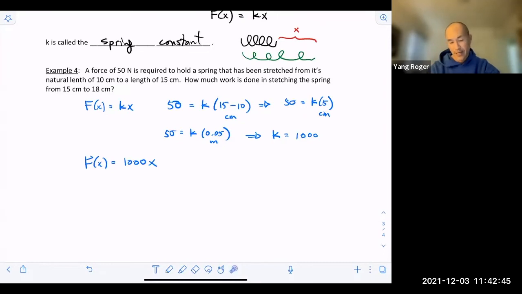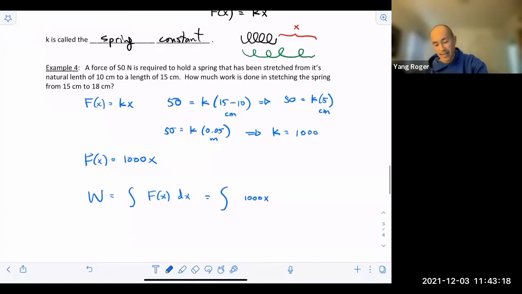Great. So they say, how much work is done in stretching the spring from 15 centimeters to 18 centimeters? So I know that I want to set up my work equation. My work is going to be equal to the integral of f of x dx. I'm going to write in certain parts here. My f of x is going to be 1,000x, and I'm going to have a dx here. I guess my question for you is, what do you guys think the limits of integration should be over here?